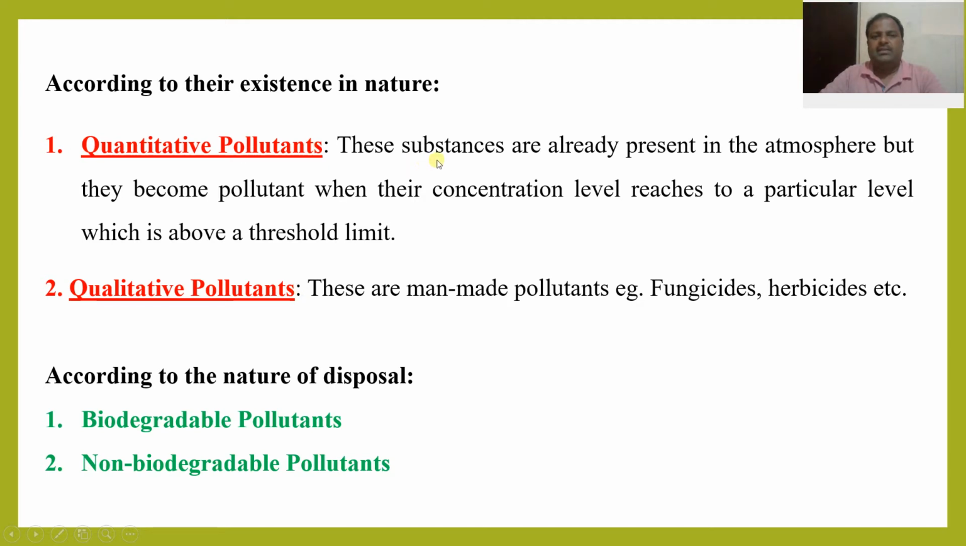Quantitative pollutants are substances already present in the atmosphere, but they become pollutants when their concentration reaches a level which is above a threshold limit. So this is called quantitative pollutants. Qualitative pollutants are man-made pollutants, for example fungicides, herbicides, etc. Next, according to the nature of disposal, there are two types: biodegradable pollutants and non-biodegradable pollutants.